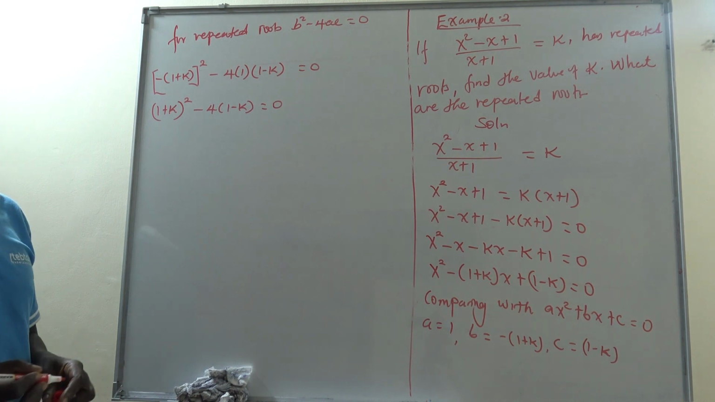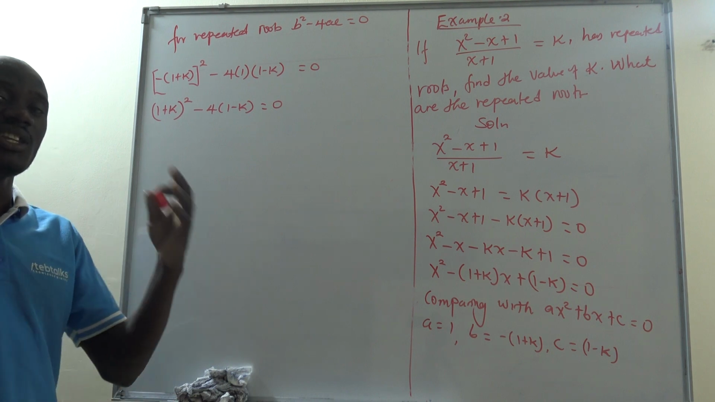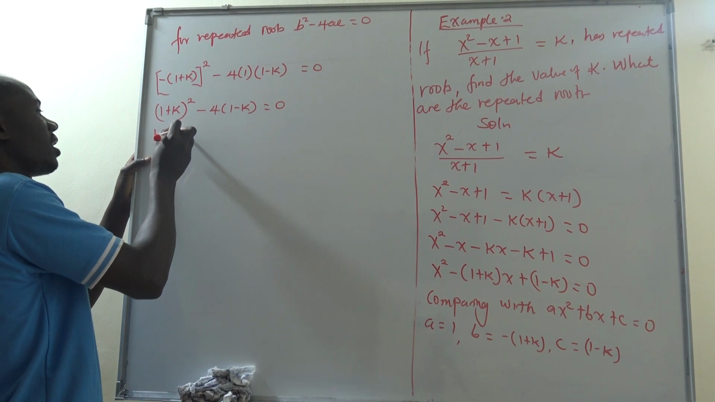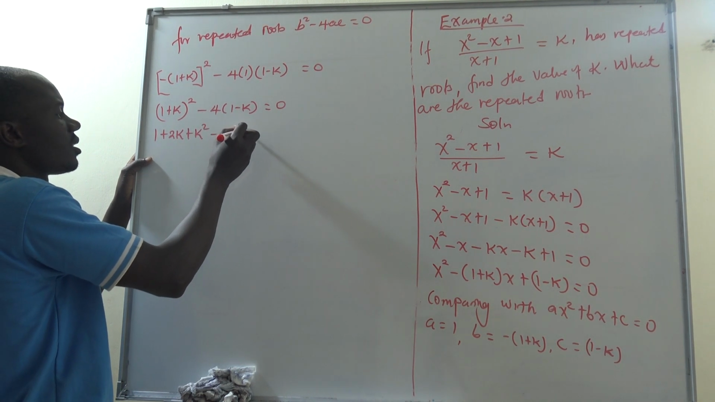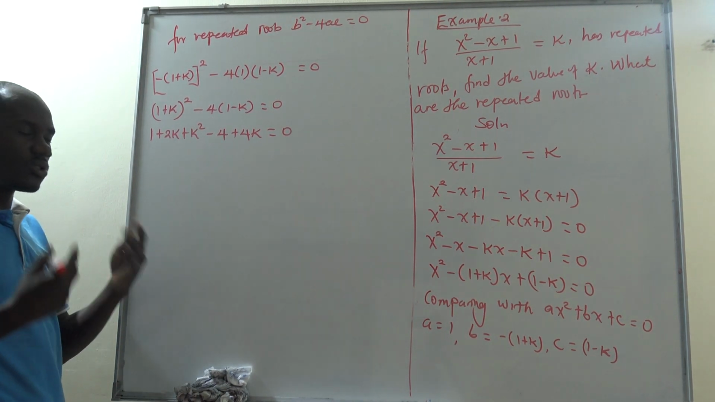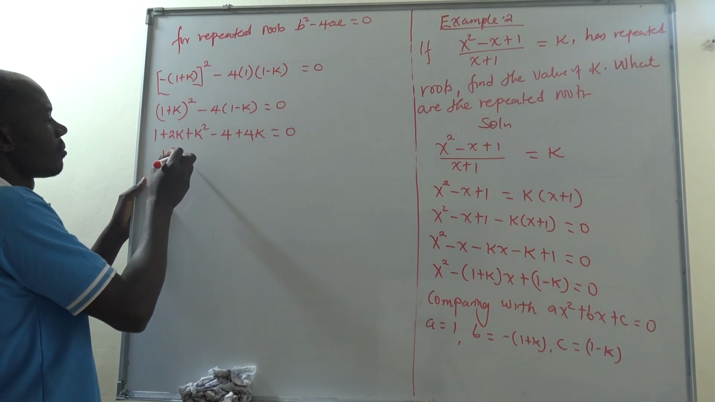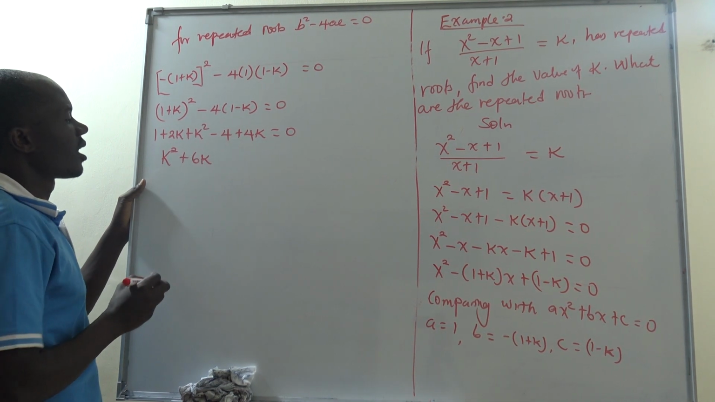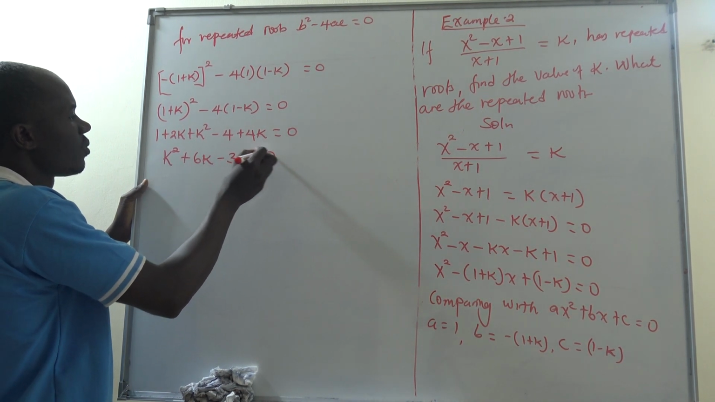From Pascal's triangle, when we try to expand (1 plus k) squared, it means 1 plus k is appearing two times. It is (1 plus k) again into (1 plus k). From that expansion, we shall come out with 1 plus 2k plus k squared, push in minus 4, a negative times a negative, we say plus 4k equals 0. So can we rearrange it from the highest to the smallest? We are going to have k squared plus 6k, because 2k plus 4k you're getting 6k, minus 1 minus 4, minus 3, equals 0.